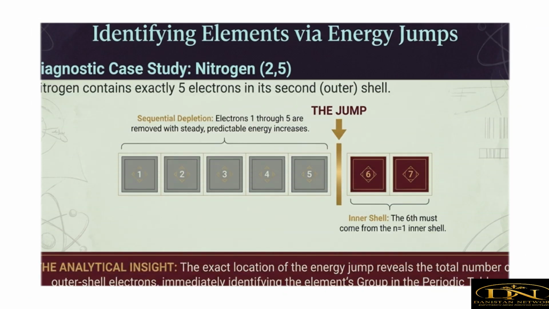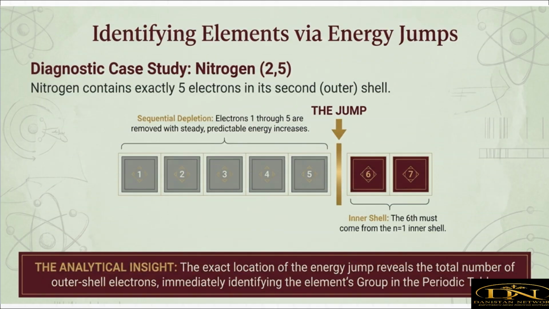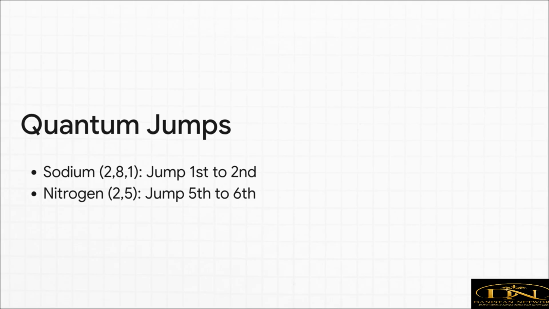Let's look at sodium and nitrogen to really hammer this home. Sodium is 2,8,1, meaning it has exactly 1 lone electron in its third shell. Once it loses that single outer electron, the very next one has to be ripped from that full, stable second shell. Bam! That causes a huge energy jump between its first and second ionization energies. On the other hand, nitrogen is 2,5. It has 5 outer electrons in the second shell. You can remove those 5 with a steady, predictable increase in energy. But after all 5 are gone, that next electron has to be pulled from the deeply embedded first shell, and that causes a massive jump between nitrogen's 5th and 6th ionization energies.